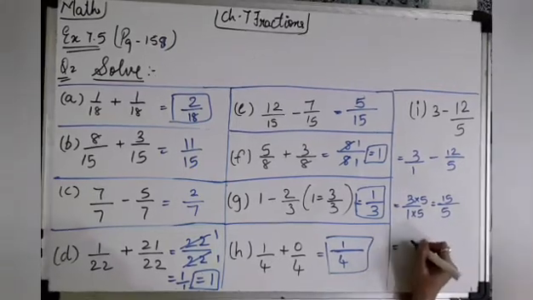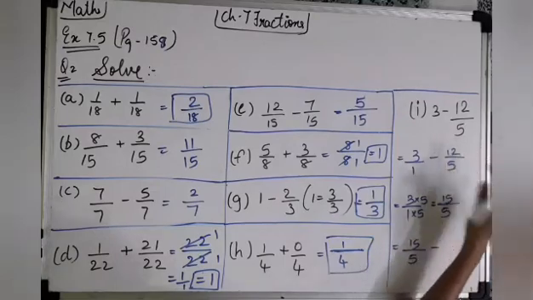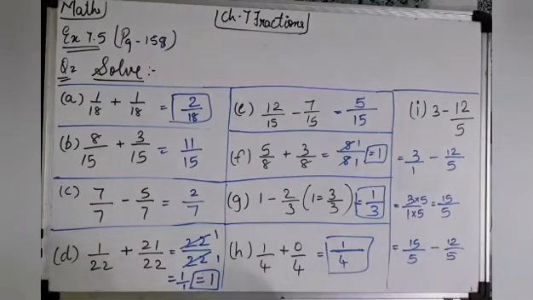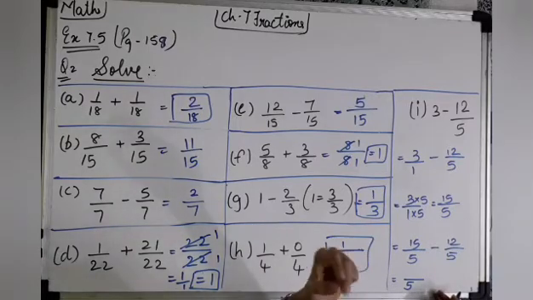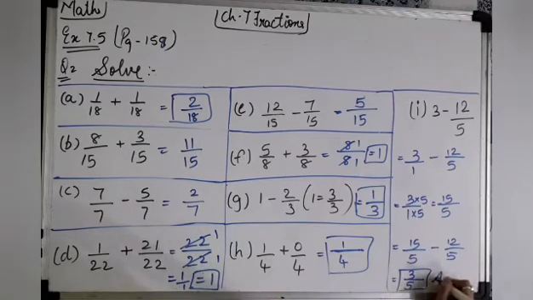So here we got 15 upon 5 minus 12 upon 5. Here we got the same denominator. By getting the same denominator, we can write here 5. So 15 minus 12. After 12 will come 13, 14 and 15, so 3. So 3 upon 5 is our answer. I hope that you have understood question number 2.